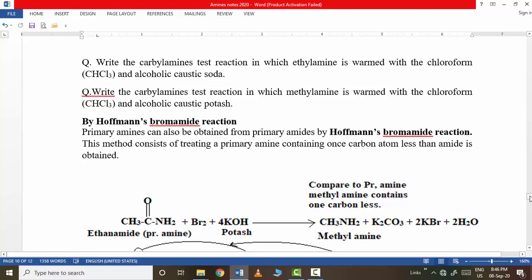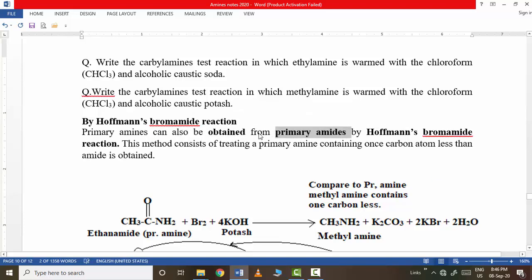Then by Hofmann's bromamide reaction, primary amines can also be obtained. We can also get the primary amine from primary amides by Hofmann's bromamide reaction. There is a reaction known as Hofmann's bromamide reaction. Very famous reaction, frequently coming in the exam also. So when you react the primary amide with the bromine and 4 molecules of potassium hydroxide, the whole reaction is known as the Hofmann's bromamide reaction.